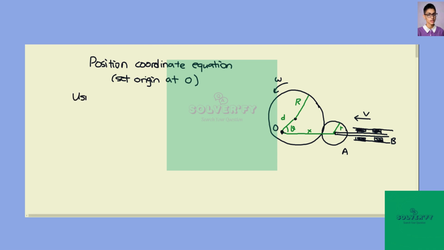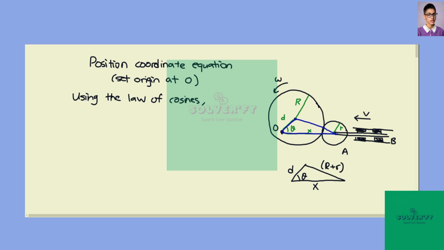Using the law of cosines, this is the triangle that we'll be looking at. From the center of the big circle to point O, we draw a horizontal line to the center of the small circle, and then connect back to the center of the big circle. In this big triangle, this side is d, this is angle theta, the bottom side is x, and the other side would be big R plus small r.